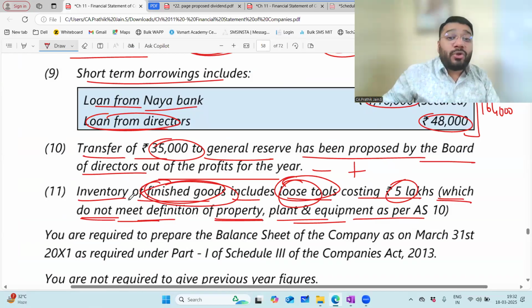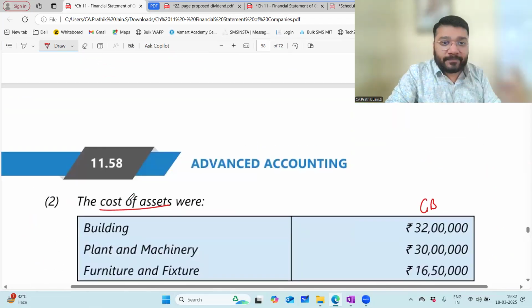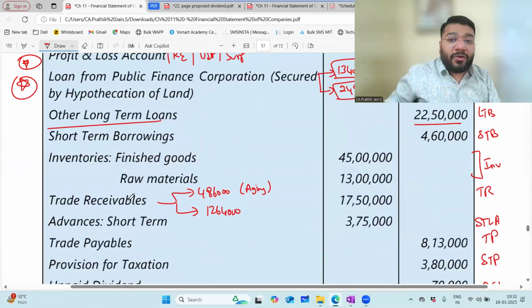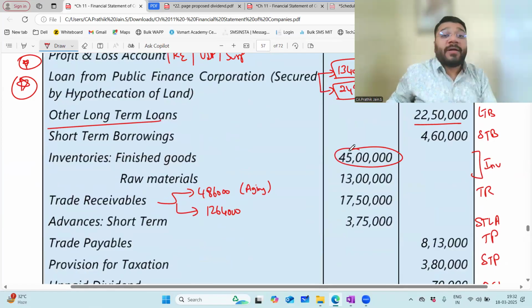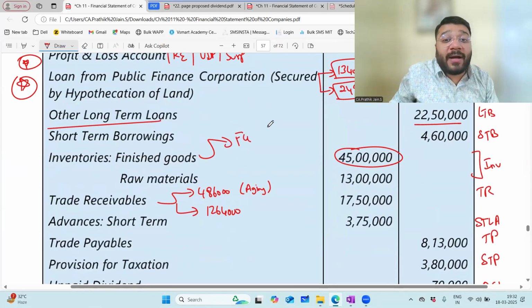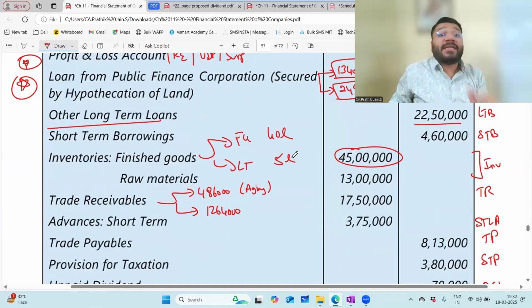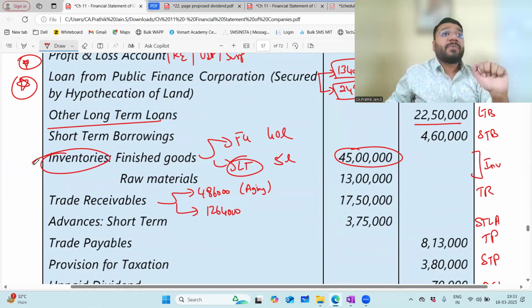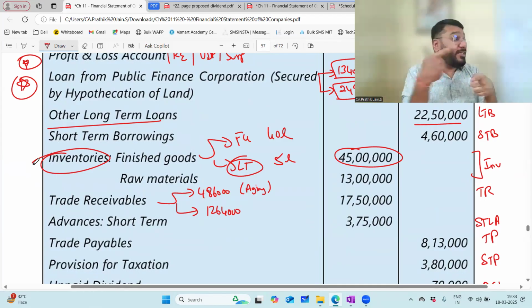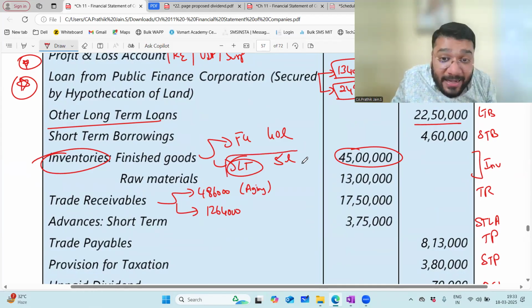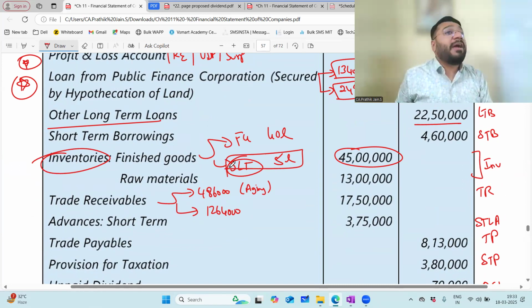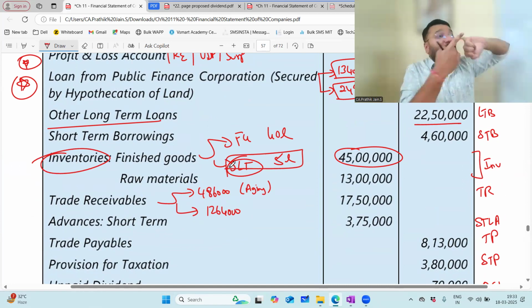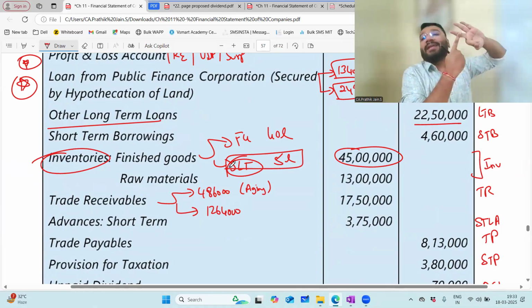Which means what? Your total finished goods is how much? 45 lakhs. Your finished goods 45 lakh, you're saying, no, this is wrong. In that actual finished goods is how much? 40 lakh, and loose tools is how much? 5 lakh. So schedule 3 says that showing the loose tools in inventory, I'm okay with it. As per AS2, you're showing this under inventory, I'm okay with it. But do not combine under finished goods. Show as a separate item called loose tools. So now under inventory, we have how many categories? 3 categories. Finished goods, loose tools, and raw material.